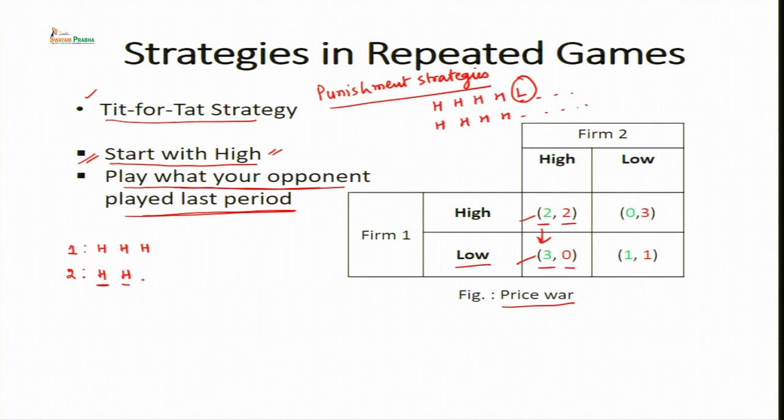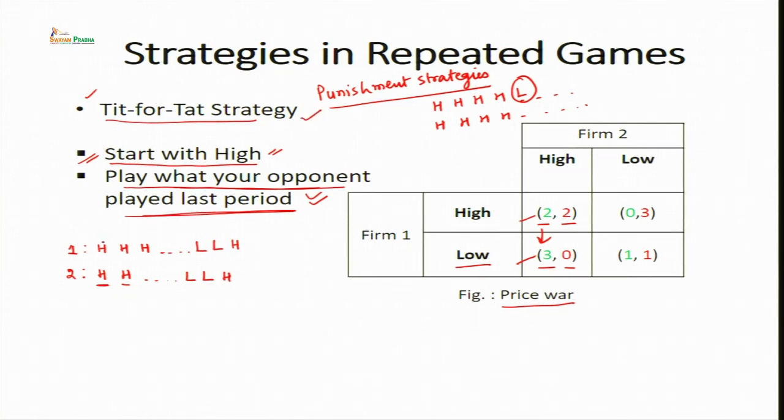Now, say in this trail, player 2 changes to low at some point of time. So, as player 2 changes to low, then what will player 1 do in the next period? He will play low, as the strategy is to play what your opponent has played in the last period. Okay? So, again suppose it plays low, then this will again play low. Now, suppose it again switches to H, player 1 will again switch to H. So, this is the idea. So, this strategy is called tit for tat strategy.